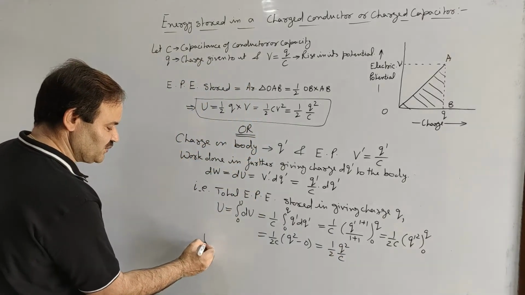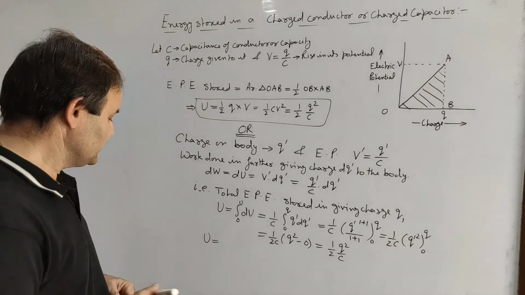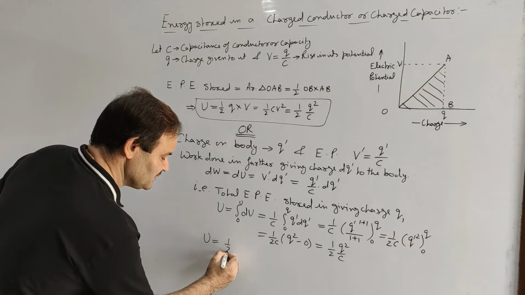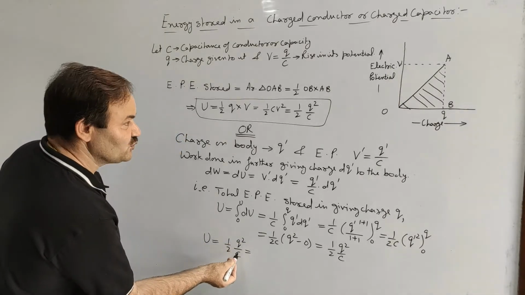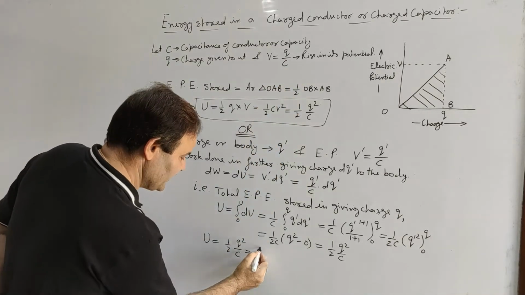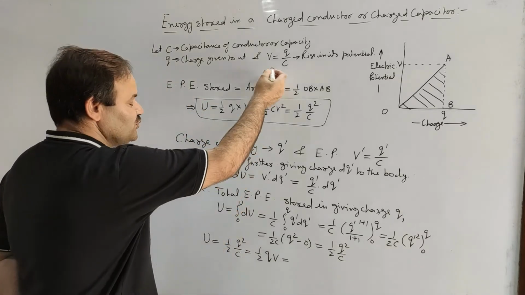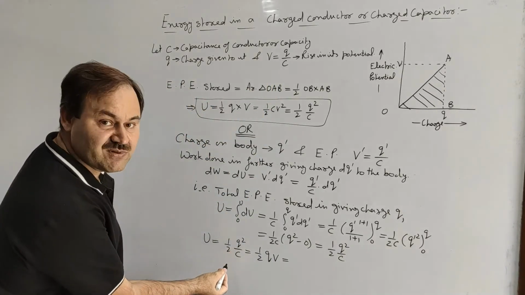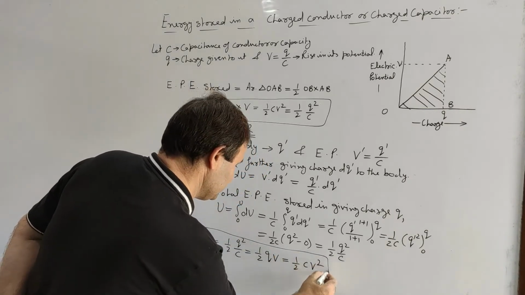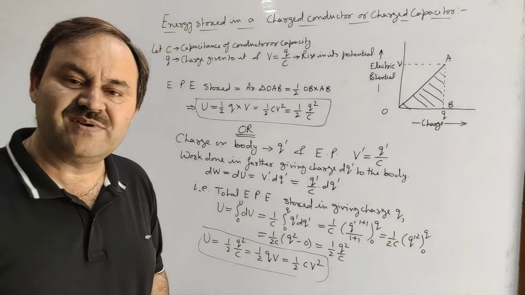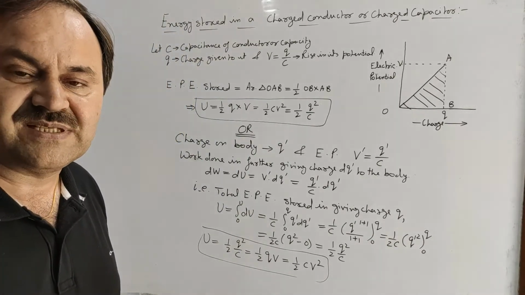Thus electric potential energy stored in a capacitor or charged conductor, U is equal to half q square by C. If q by C is written as V, then it is equal to half qV, and if q is written as CV, then C square V square divided by C, that is half CV square. In this way, we can determine the electric potential energy stored in a charged capacitor.